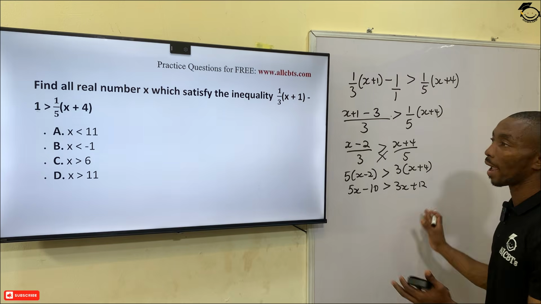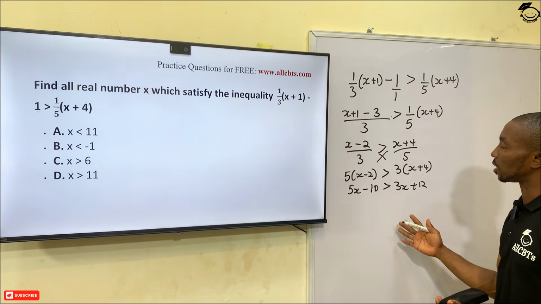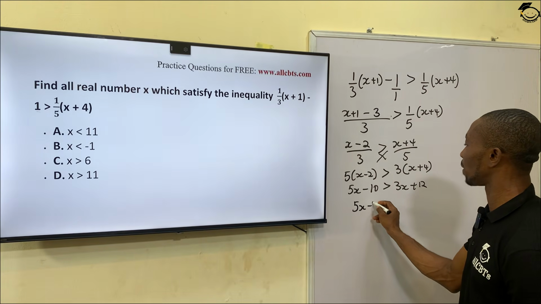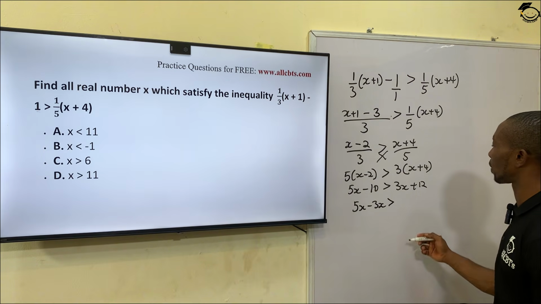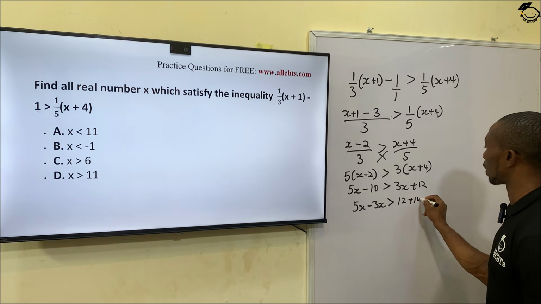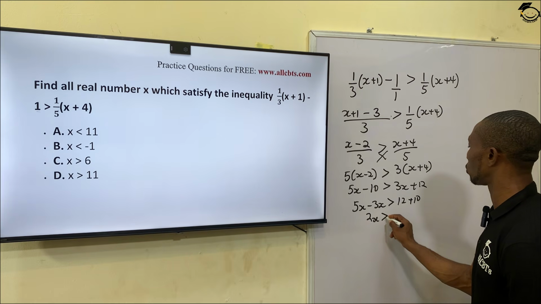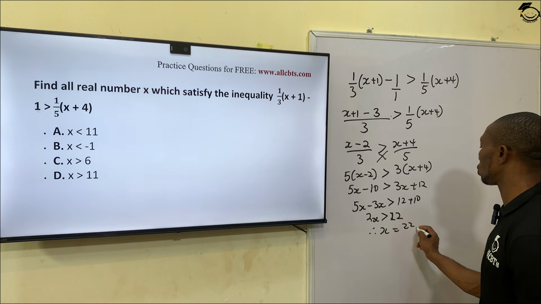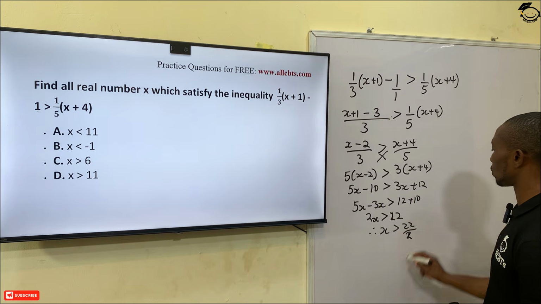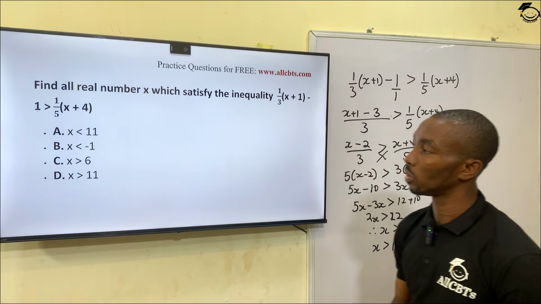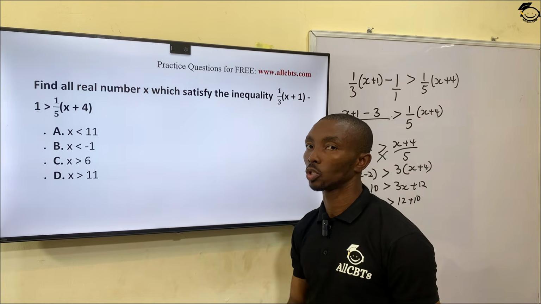Now from here we collect like terms. The 3x will move over, positive becomes negative, giving us 5x minus 3x is greater than 12 plus 10, since negative crossing over becomes positive. So this gives us 2x is greater than 22. Therefore x will be greater than 22 divided by 2, which gives us x is greater than 11. So the value of x will be greater than 11, which is our option D.